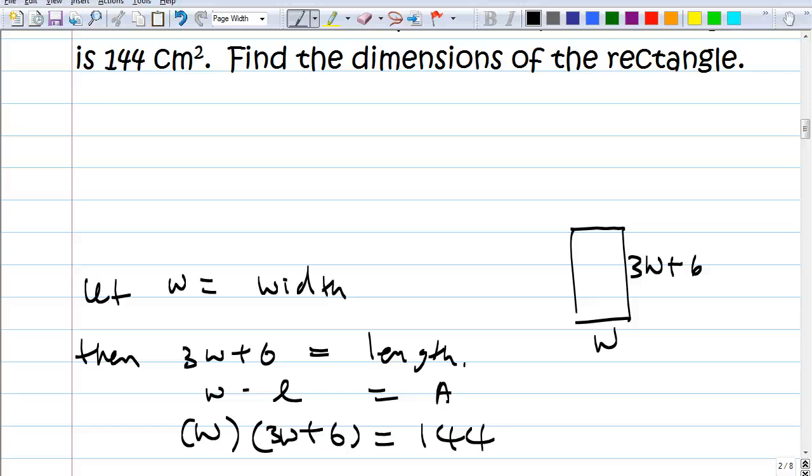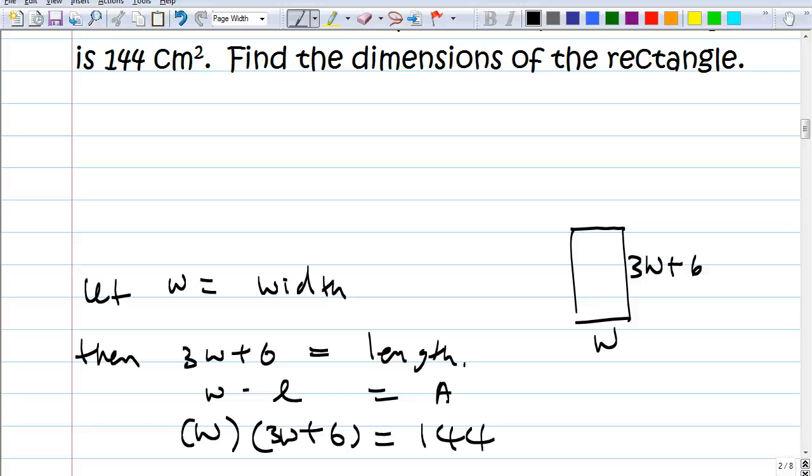Is this a linear equation? No. It's not W to the first power, is it? So what do we have to do first if you want to solve an equation that is not linear? One person knows? What do you have to use to solve? Patty? Subtract the 144 and then distribute the W to the 3W plus 6, and then you get a trinomial, and then you factor. Exactly. And so you have to make sure it equals 0, right?